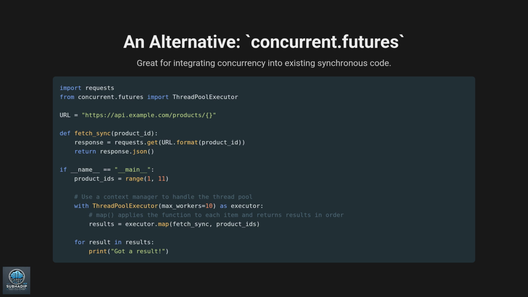It is worth mentioning that Asyncio is not the only option. Python's concurrent.futures module provides a simpler way to achieve concurrency for I/O-bound tasks using threads. With ThreadPoolExecutor, you can run existing synchronous functions, like our original requests-based one, in parallel. This can be easier to integrate into a large, existing codebase without rewriting everything to be async.